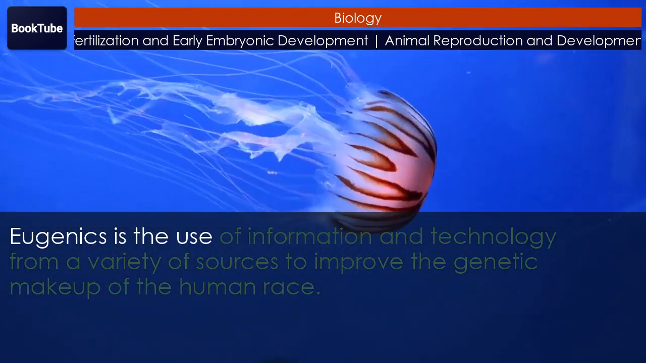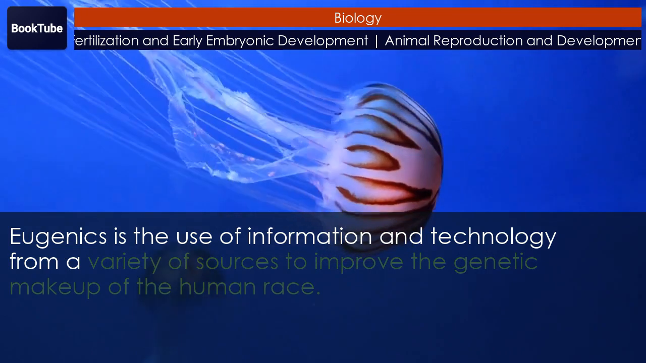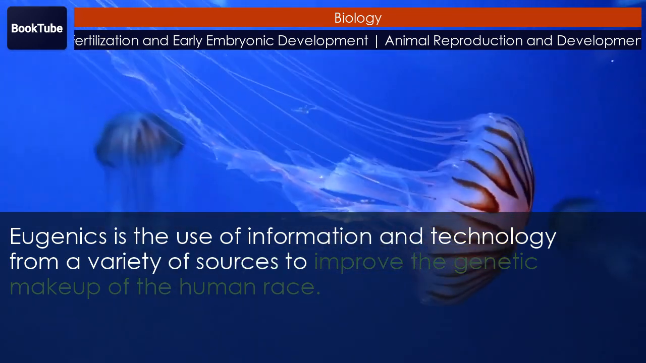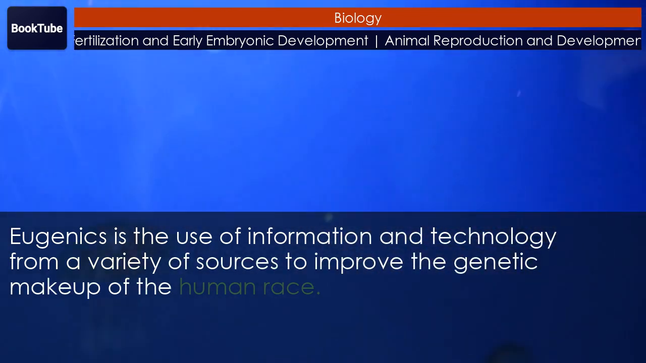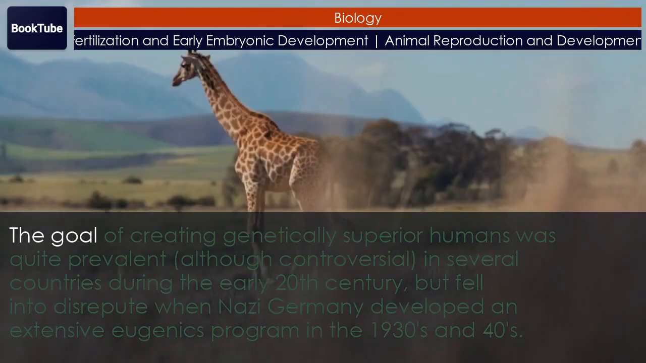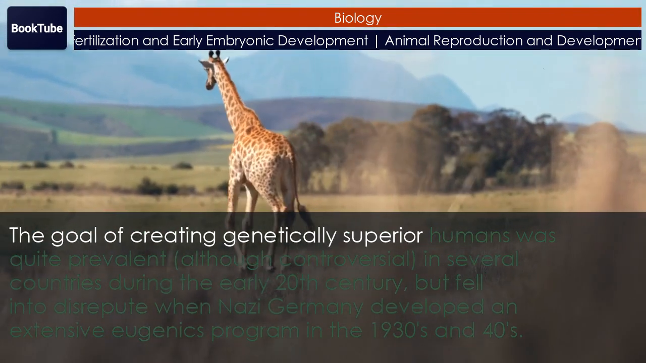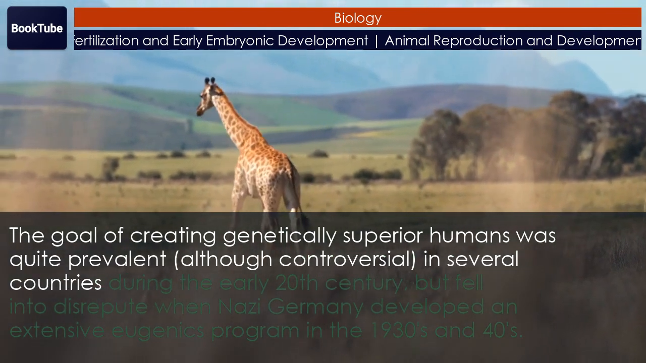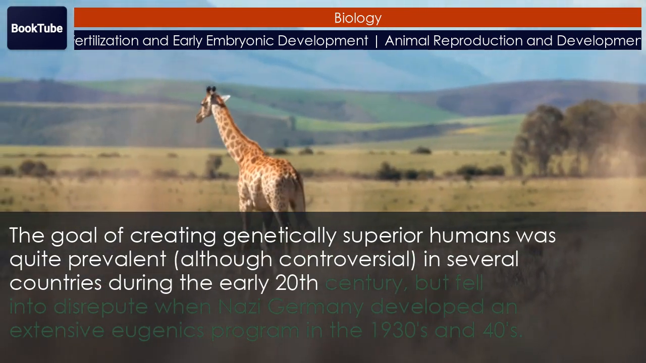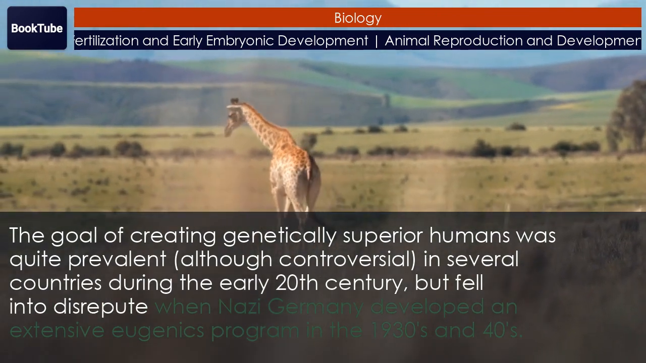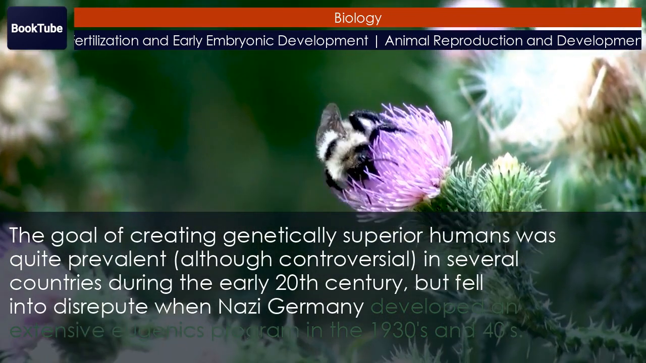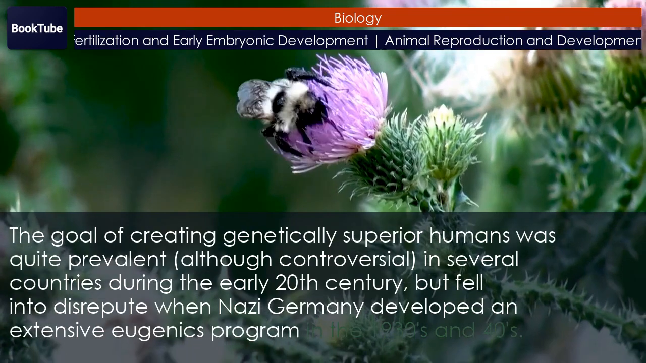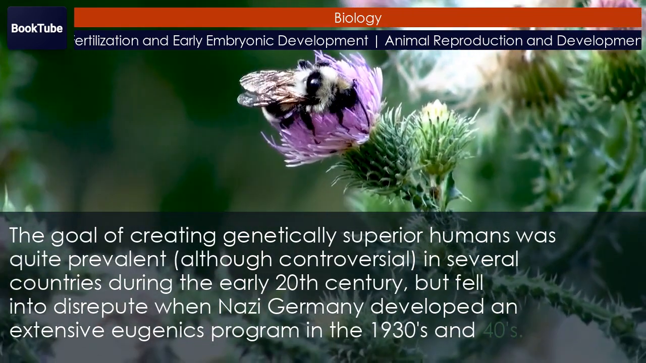Eugenics is the use of information and technology from a variety of sources to improve the genetic makeup of the human race. The goal of creating genetically superior humans was quite prevalent, although controversial, in several countries during the early 20th century, but fell into disrepute when Nazi Germany developed an extensive eugenics program in the 1930s and 40s.